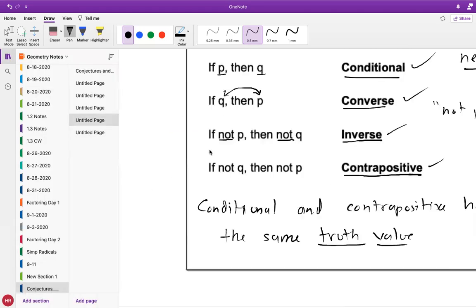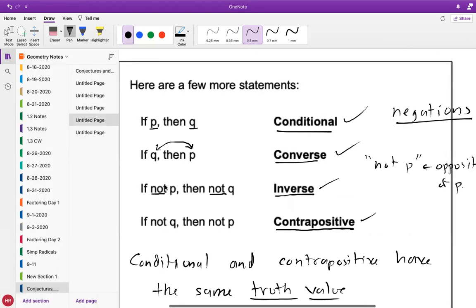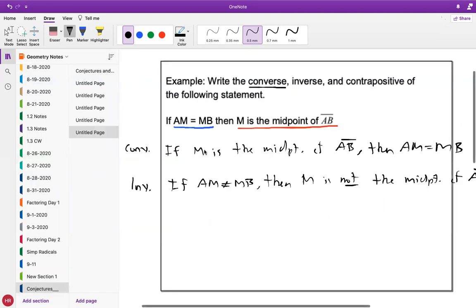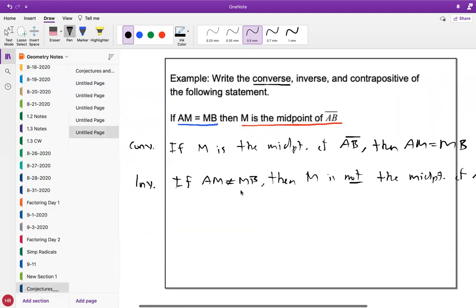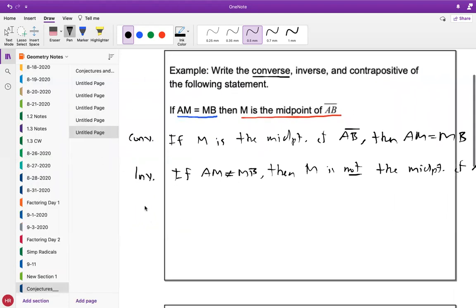So the inverse said not P, then not Q. So same order as the original, but both opposites, both negated. So I look, and it's the same order, AM and MB, and M is the midpoint, but I changed them from equals to not equals, and from is the midpoint to is not the midpoint. And now I have what's called the inverse. And now the last one is a contrapositive.